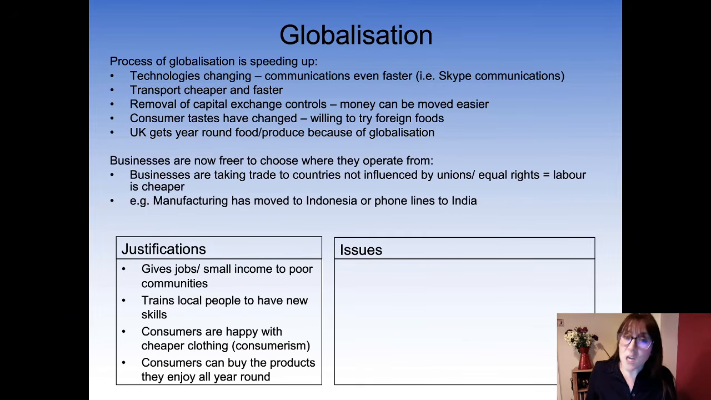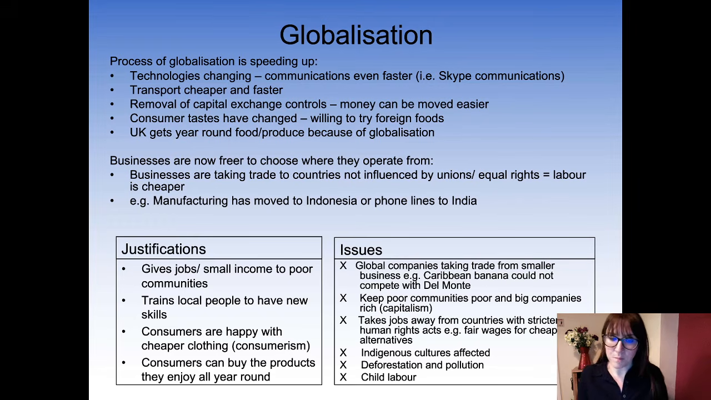The justifications of this continuing are that it gives jobs and a small income to poor countries, it trains people in new skills, and consumers are happy, the buyers, because you get cheap clothing and cheap services, and consumers can also buy products all year round. You can have bananas all year round.